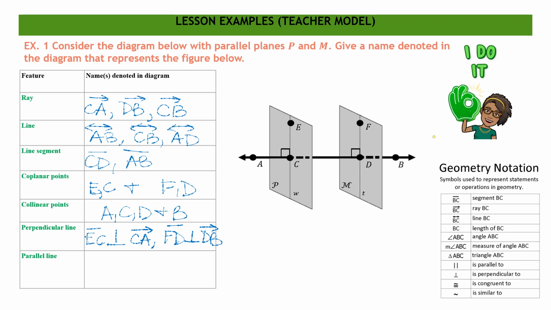The last one is parallel lines. So remember, parallel lines are two lines, two rays, or two line segments that never intersect but stay an equal distance apart from each other. I have an example here of line segment EC and line segment FD. So how would I write that? Line segment EC is parallel, sorry guys, is parallel to line segment FD.